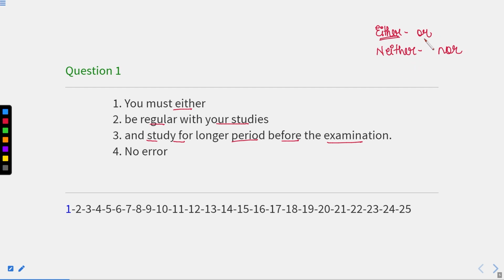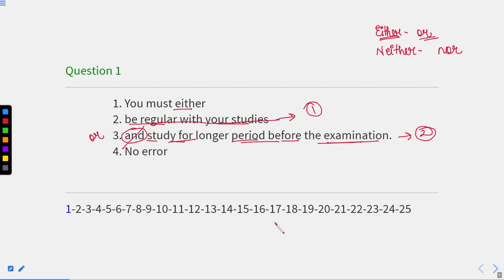So with either we can only use or, that makes choice between the two. It means either we want this or this, but only one of the two. So either is only paired with the word or. So here this and is incorrect. It should be replaced with or. So the correct sentence will be, you must either be regular with your studies. So this is the first option, that is, you have the choice to be regular with your studies, or so another choice is study for longer period before the examination. So this is another choice, that is second, and we have used or just before the second option.